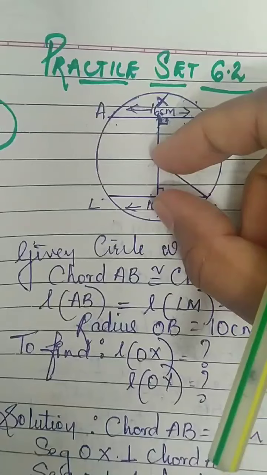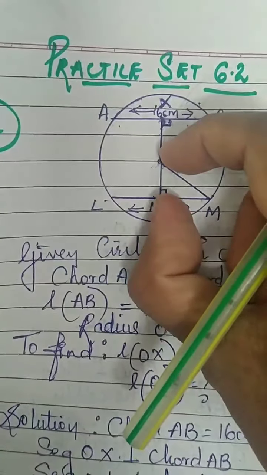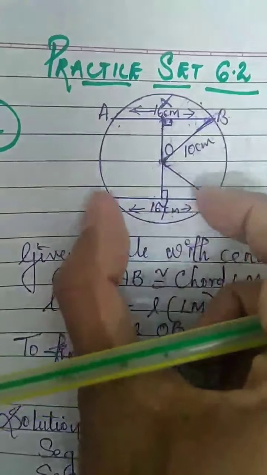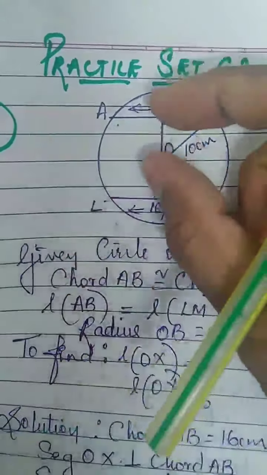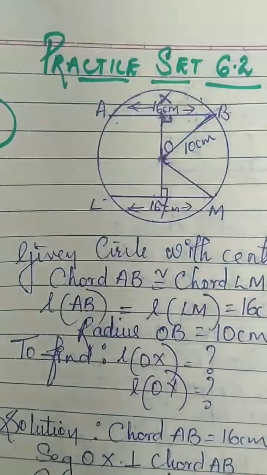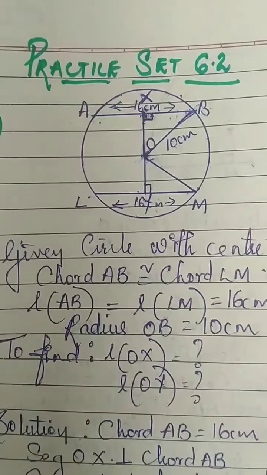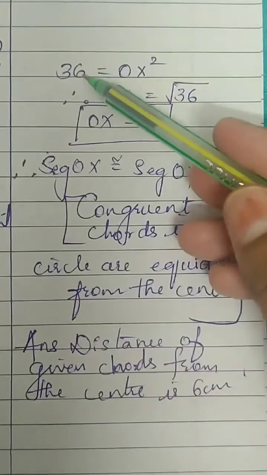How much will be OY? OY will also be 6 centimeter. Why? Because both the chords are congruent. If the chords are congruent, then the distance of the chord from the center will also be the same. Okay, so the last step you have to write as I showed. After that you will continue this way.